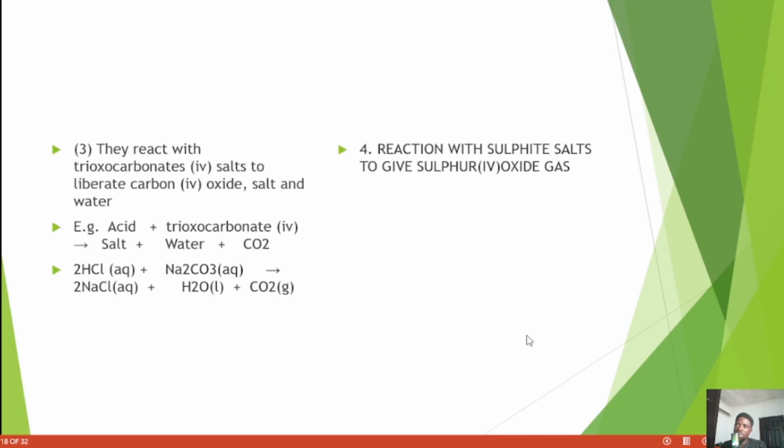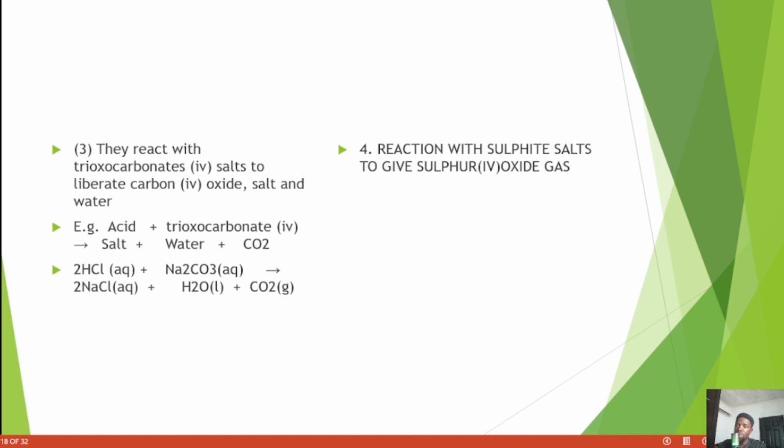Now, in the case of hydrogen too, a reaction of acids with metals above hydrogen in the activity series would also give hydrogen as its lab preparation. And let's continue. The fourth one, which is not so important, is reaction with sulfite salts to give sulfur 4 oxide gas. You noticed that when trioxocarbonate 4 salts reacted, it gave carbon 4 oxide gas. Also, trioxosulfate 4 salt will react similarly, because the sulfite salt is a trioxosulfate 4 salt. So if trioxocarbonate 4 gives carbon 4 oxide, trioxosulfate 4 would also give sulfur 4 oxide.